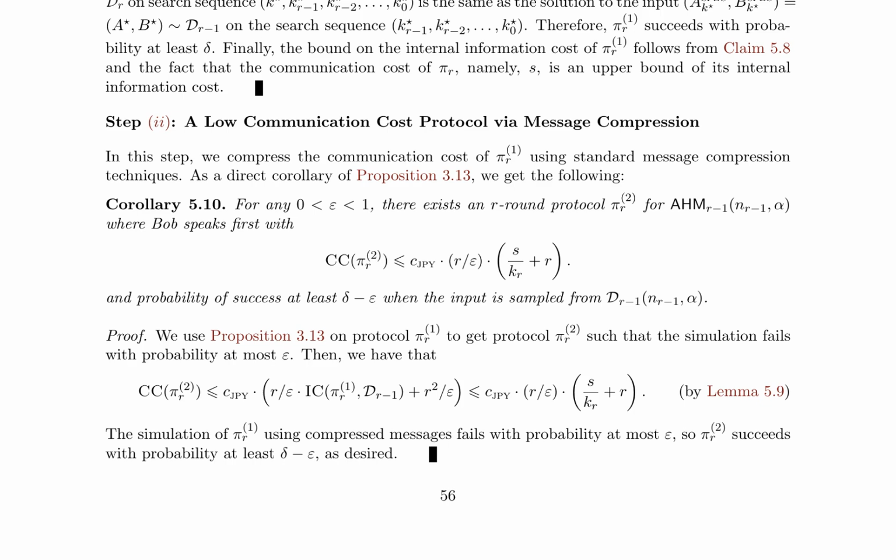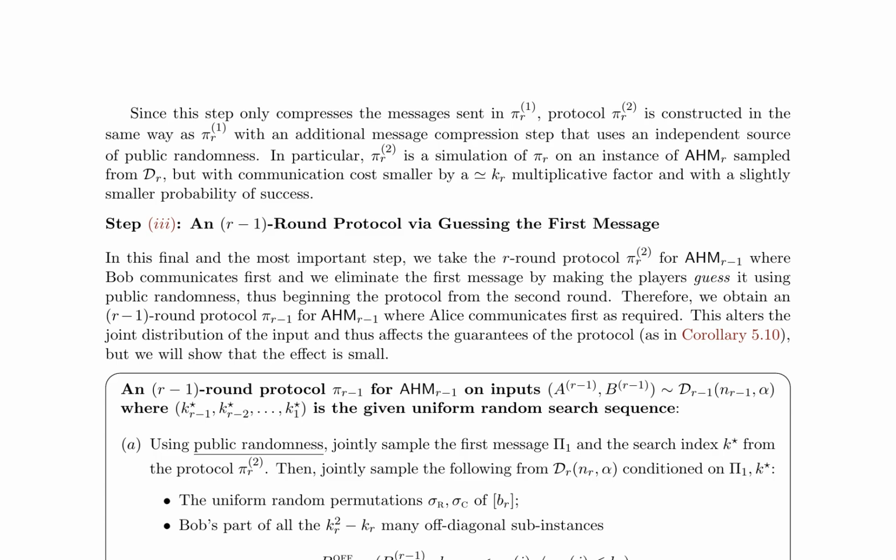The key concepts and methodologies used in these 2 pages include mutual information, conditional mutual information, and message compression techniques. The authors use these concepts to bound the internal information cost of the protocol and to obtain a low communication cost protocol. The equations and algorithms presented are used to derive these bounds and to describe the protocols. The figures and tables are not explicitly mentioned, but the text assumes a familiarity with the notation and concepts introduced earlier in the paper. Here is a combined summary of the 2 pages.